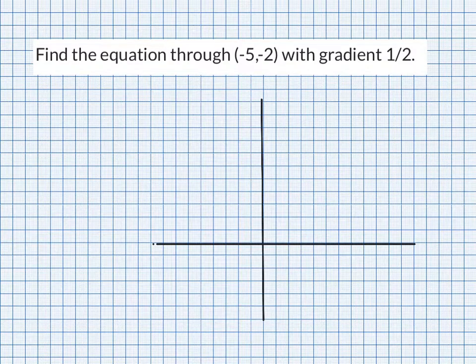Same idea. Find the equation that's going through negative 5 and negative 2 with the gradient of 1/2. So let's put on that point, negative 5, back 1, 2, 3, 4, 5, and down 2. So there's my point. This time the gradient's going to be 1/2. So that means out 2, up 1, out 2, up 1, out 2, up 1.